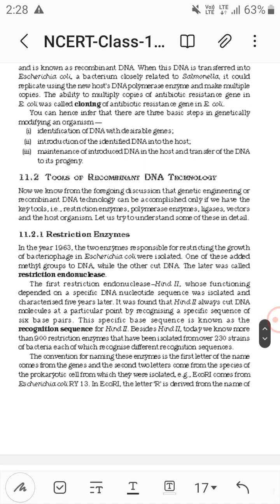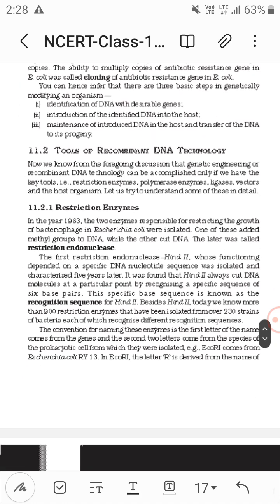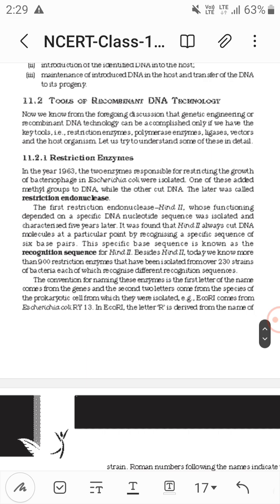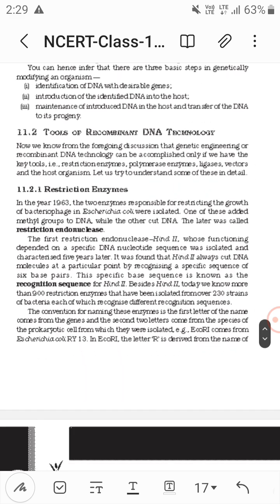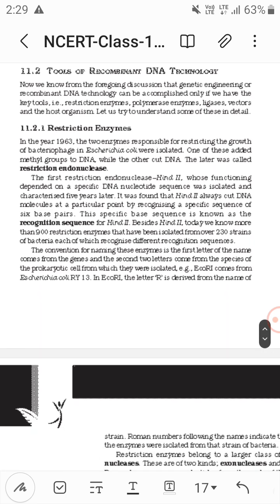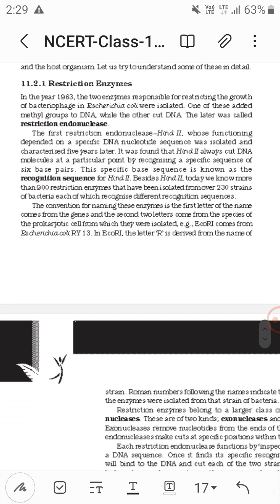Now, tools of recombinant DNA technology. First one is restriction enzymes. You see, restriction endonuclease. There are recognition sequences. First restriction endonuclease HindII.